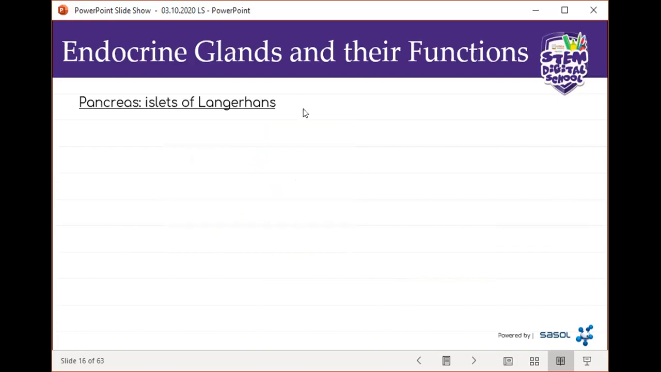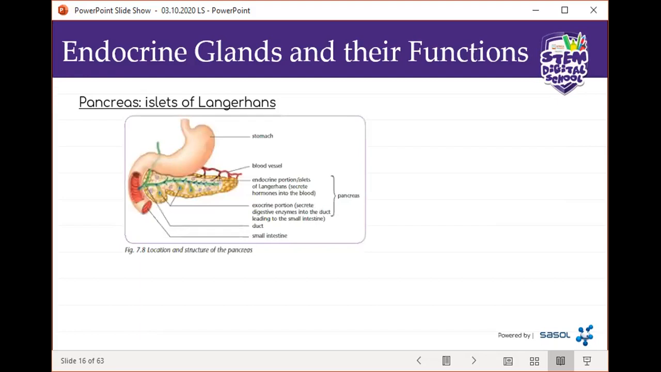Okay, then we move on to the next gland, which is the pancreas. And in the pancreas, we'll be looking particularly at the islets of Langerhans. Okay, so here we have our pancreas. So remember, the pancreas is both an endocrine as well as an exocrine gland, and you would remember it from the digestive system that you guys dealt with last year. Right, so let's just go through the information here. It says the endocrine portion has the islets of Langerhans, and they secrete hormones into the blood. Then the exocrine portion of the pancreas secretes the digestive enzymes into the duct, leading to the small intestine.